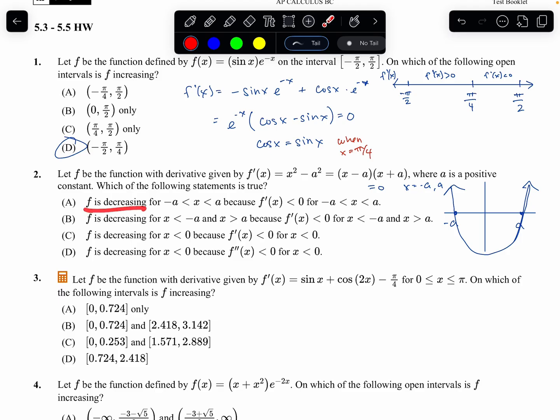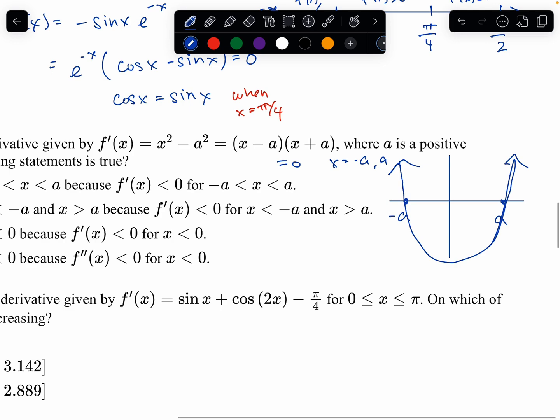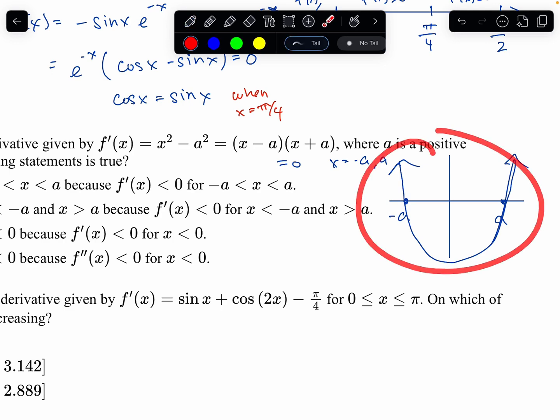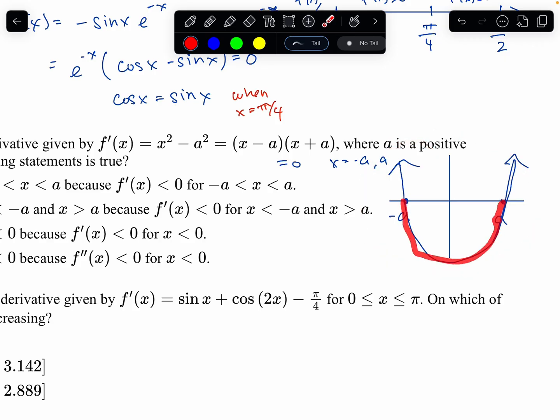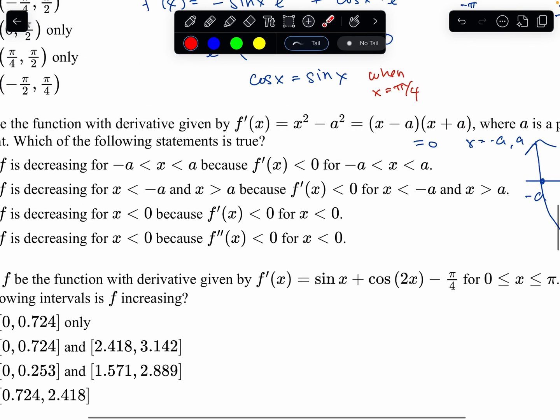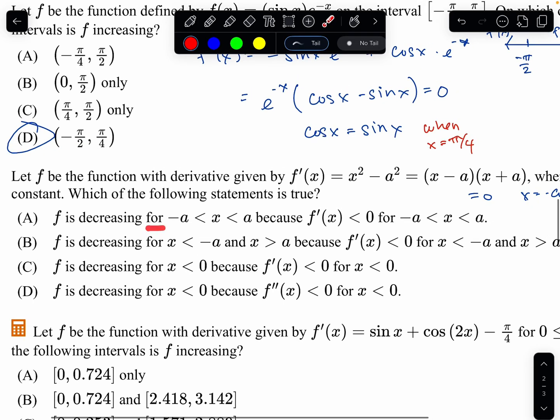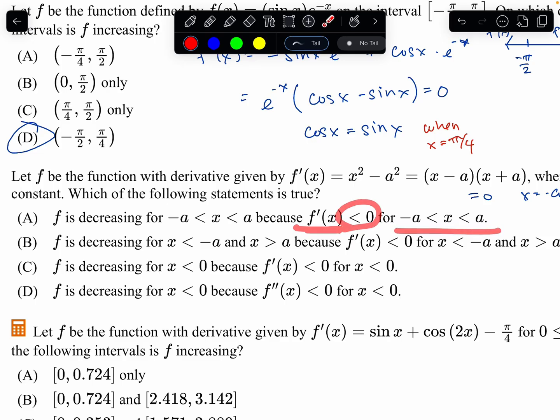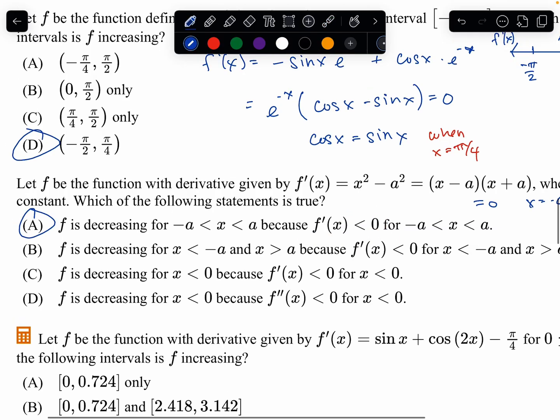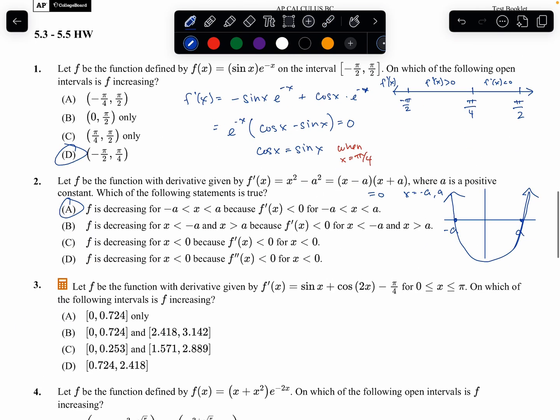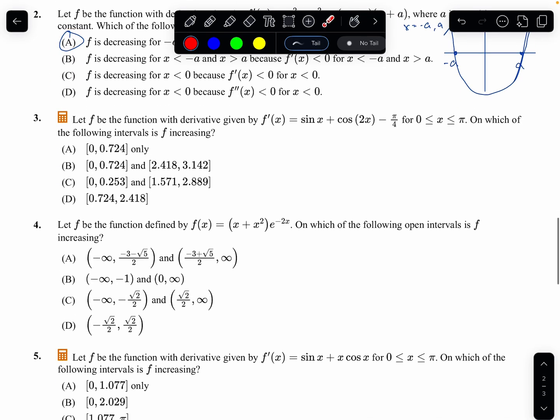So it's asking for when f is decreasing. F decreases whenever the derivative, f prime of x, is negative. And you can see from this graph right here that f prime will be negative between negative a and a. So f is decreasing from negative a to a. This is the only one that says that because f prime of x is less than 0 from negative a to a. So it's got to be A, and the answer is A. Cool.